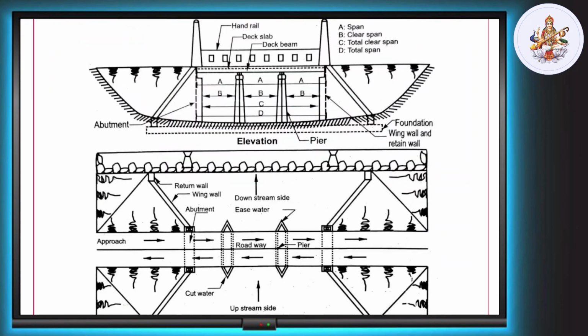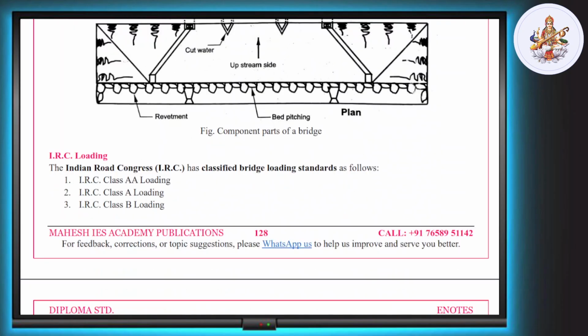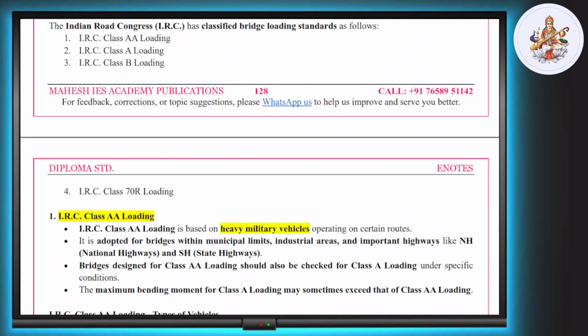Let's now understand how bridge loads are standardized in India as per the Indian Roads Congress, IRC. Topic: IRC loading classification. When we design a bridge, we must predict the type of loads it will carry during its lifetime. Who decides this? IRC, Indian Roads Congress, the governing body that provides standard guidelines. IRC classifies vehicle loading into 4 main types.